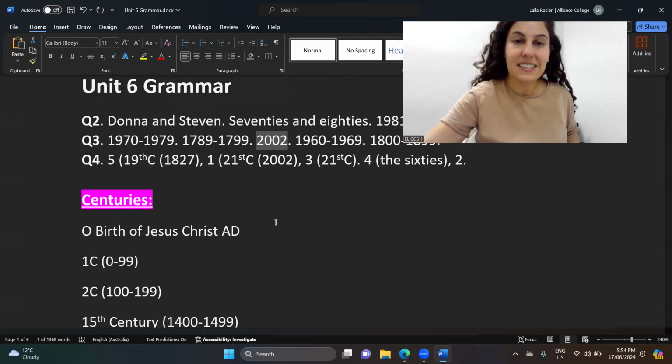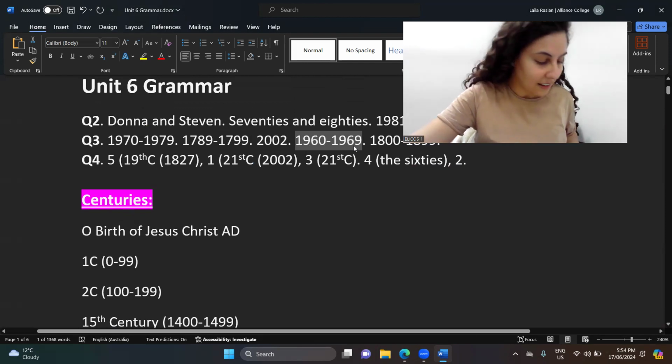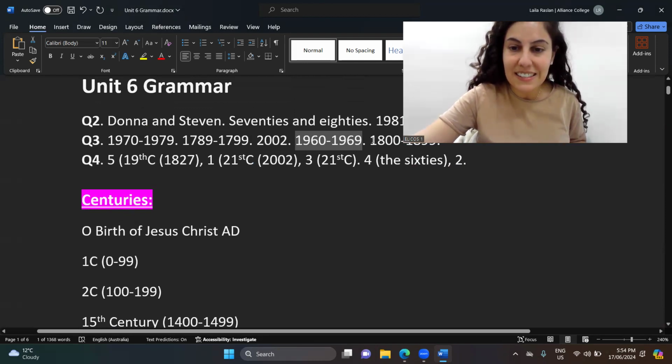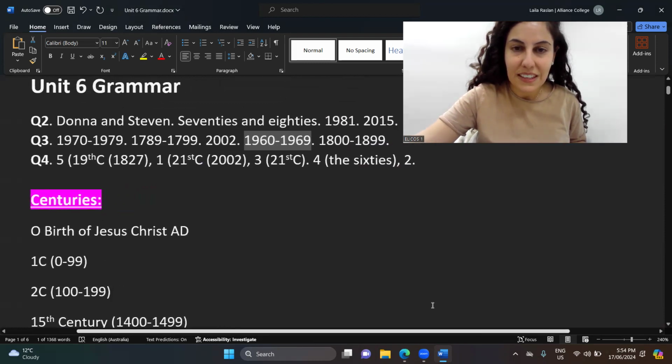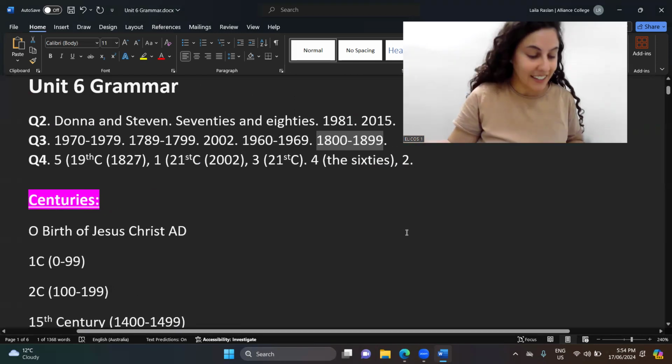The 60s is these years. So if someone said I was born in the 60s, that means sometime from 1960 to 1969. And the 19th century is these years, the years 1800 to 1899.